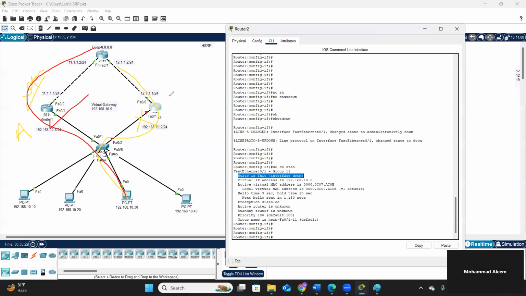If I use the no shut command here, then which state should this router come to? Active state. Because if you want to increase the priority, you can also increase it in real time. How will we increase the priority? I'll show you. Once I increase the priority, will this router take a rollback or not? Just think about it.